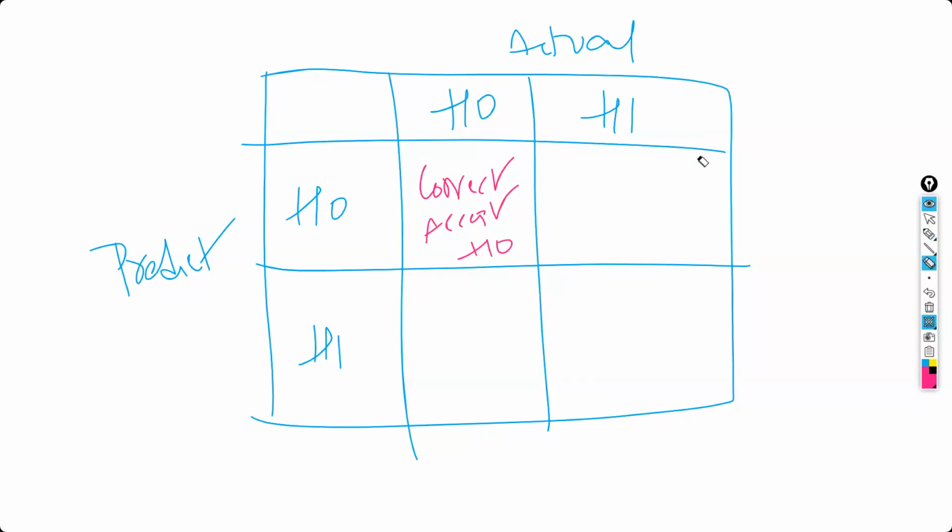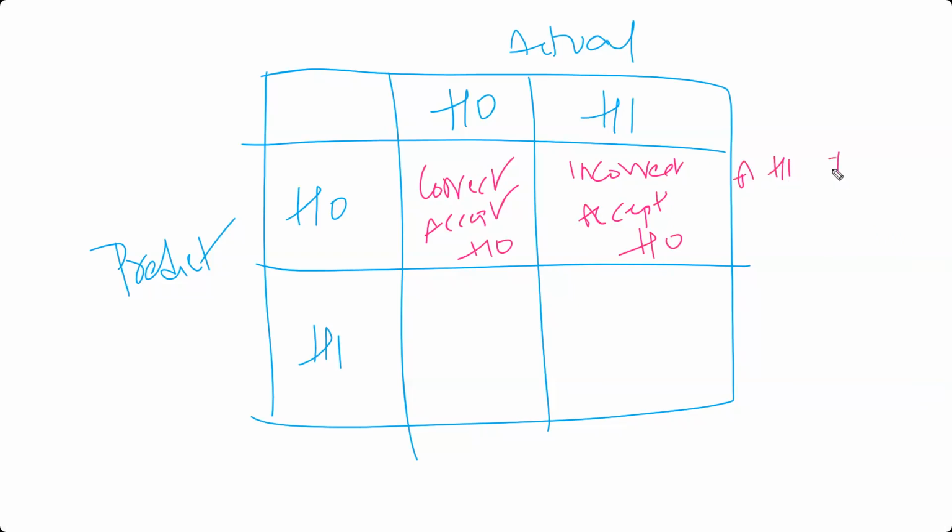Actual is H1. Predict is H naught. Correct or incorrect? Incorrect. Incorrect acceptance of H naught. Whatever you are predicting, that one. I asked in the first question, what is actual? What is predicted? You told actual is in terms of H1, predicted is H naught. Whatever you predicted, that you are accepting.